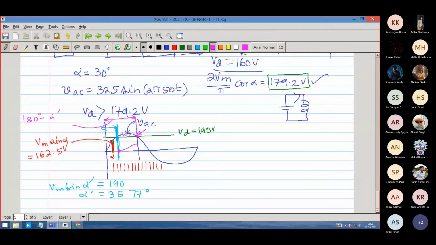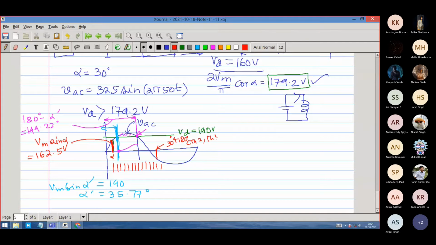So what is this angle? This angle is 180 degree minus this, so that is 144.22 degrees. So the current will increase. Subsequently, what will happen? Thyristors 2 and 3 are not fired till another point. It is fired at 30 degree, 30 degree means 210 degree. That is 30 plus 180 degree, right? So that is the point when we are firing TH2 and TH3.